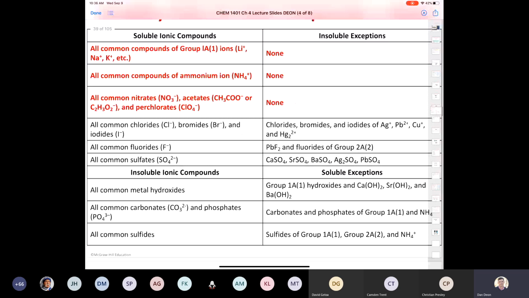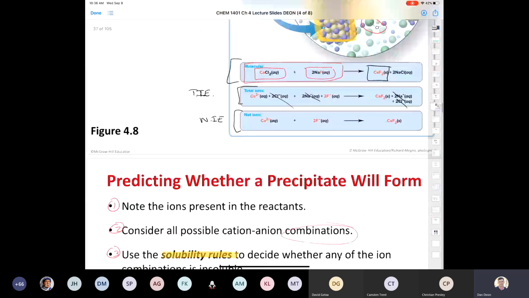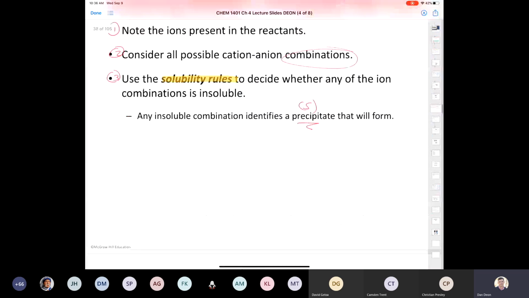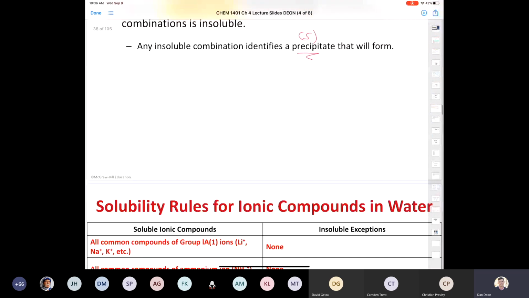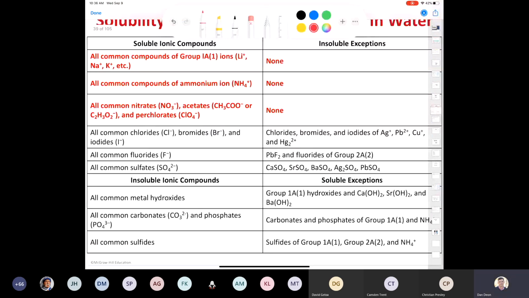Let's say you had the two compounds that we looked at, calcium fluoride and sodium chloride. Let me show you how you use the table. Let's analyze sodium chloride first, NaCl. It says here, soluble ionic compounds: all common compounds of group 1A. Hey, look, sodium is in group 1A. Then it says insoluble exceptions, none. So that tells you that sodium chloride is going to be aqueous. It's going to go into solution.